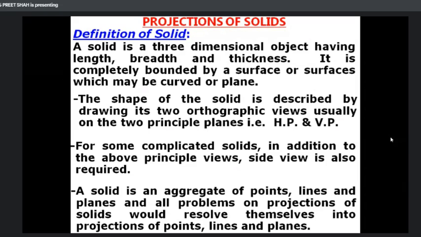So there are two types of solids, which we have basically discussed. For example, if I connect two points, it becomes a line. If I connect a number of lines, it becomes a plane. And if I connect a number of planes, it becomes a solid. So here we discuss the projection of solids. A solid is a three-dimensional object with length, width and height.